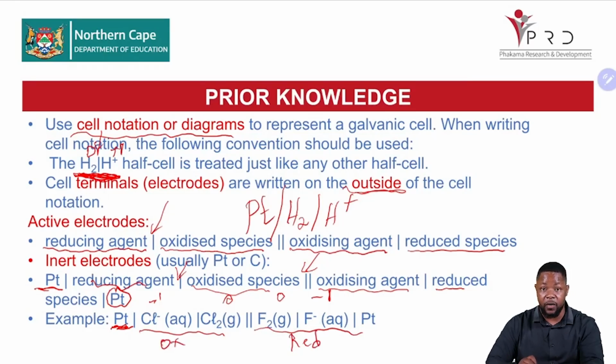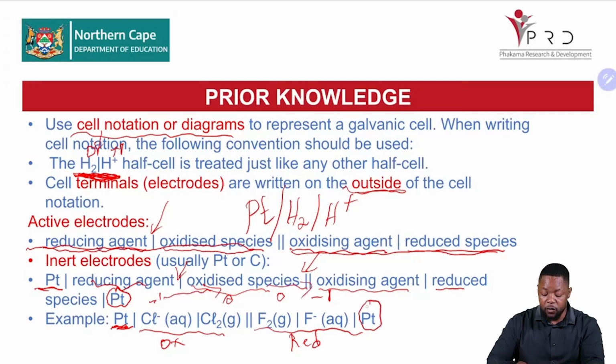When we write the cell notation, the most important part is that the substance on the left is a substance that undergoes oxidation, and the substance on the right is a substance that undergoes reduction. We must be able to see the increase in oxidation number on the left, and the decrease in oxidation number on the right.